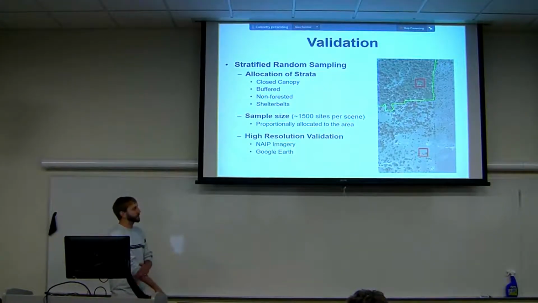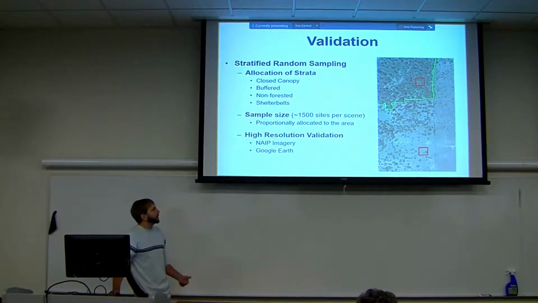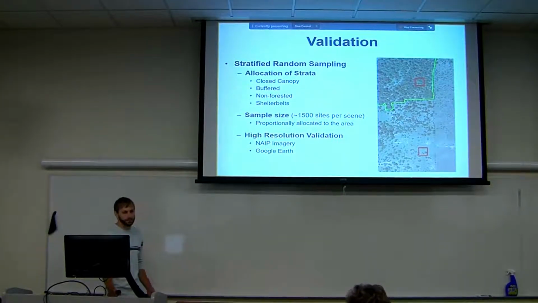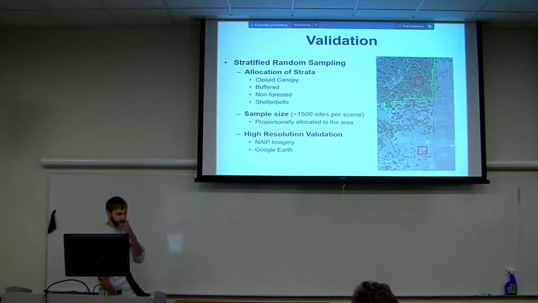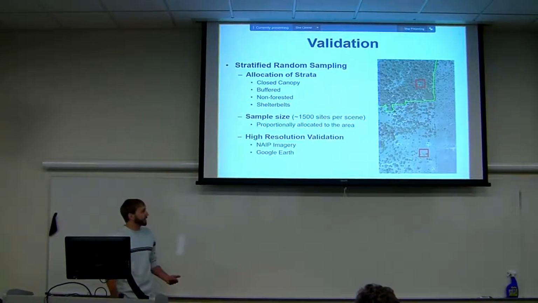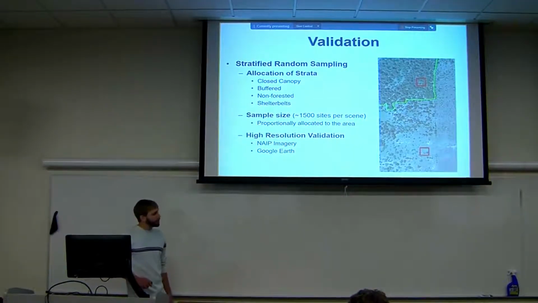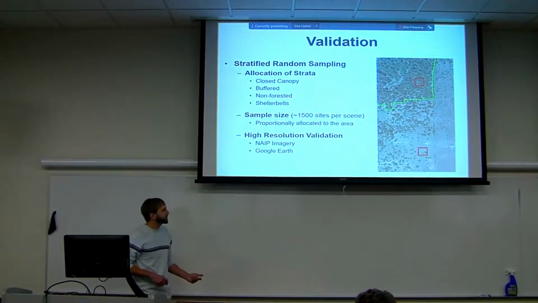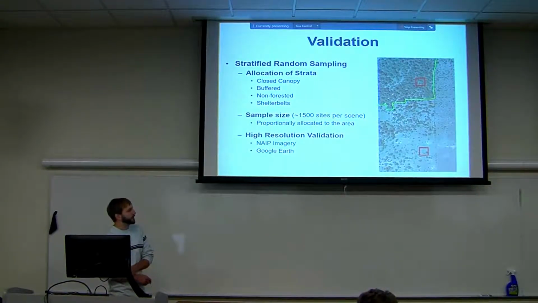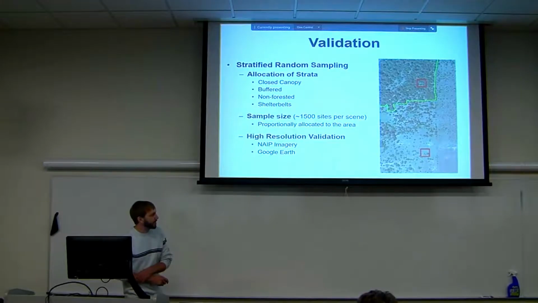For validation, this will consist of a stratified random sampling design, where our strata are allocated across our study area to a closed canopy, a buffer around the closed canopy, a non-forested, and shelter belts. This will consist of approximately 1,500 samples per scene, which are proportionally allocated to the area. These samples then are referenced to the Landsat 8 pixel, which can then be converted to a 30 by 30 meter polygon, which then can be referenced and delineated with the use of high resolution imagery, such as that obtained through Google Earth and MAVE.